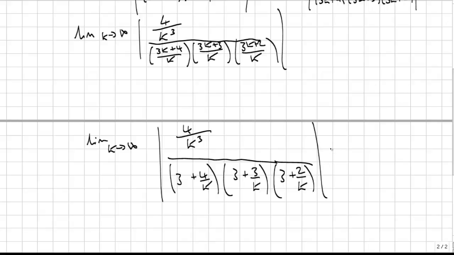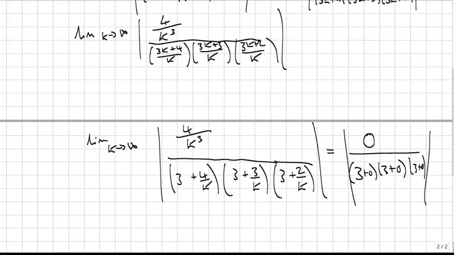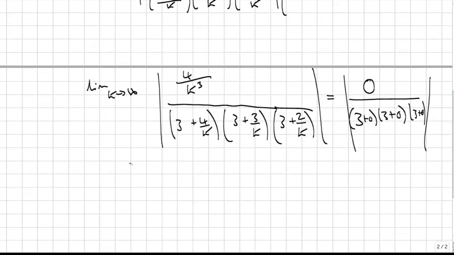And then in the limit as k approaches infinity, this is going to be equal to, on the top 0, underneath 3 plus 0 times 3 plus 0 times 3 plus 0, which of course gives us 0, which is less than 1, and again we can say by the ratio test the given series will converge.